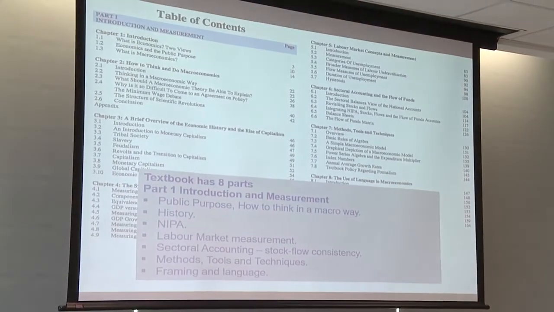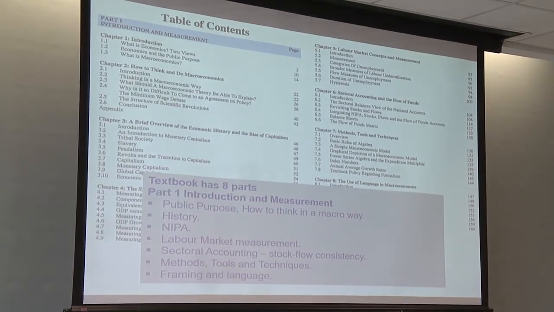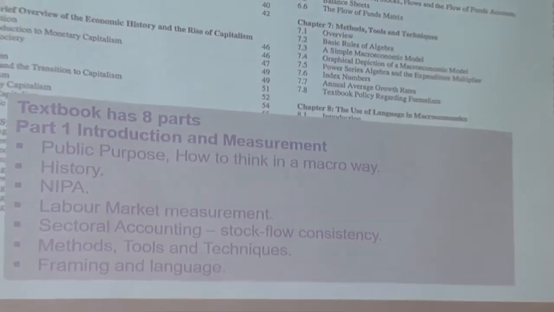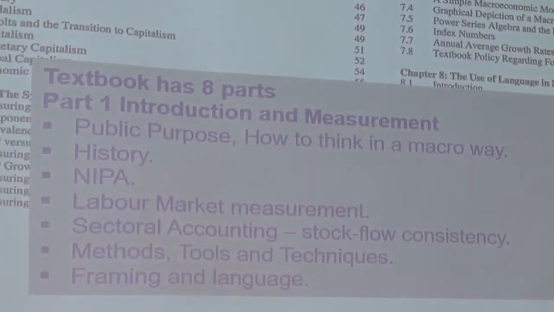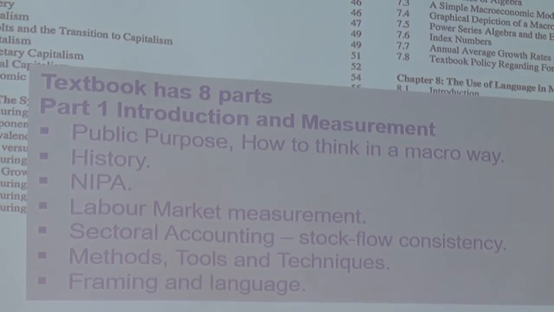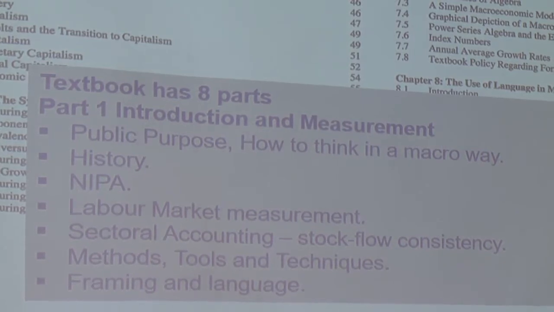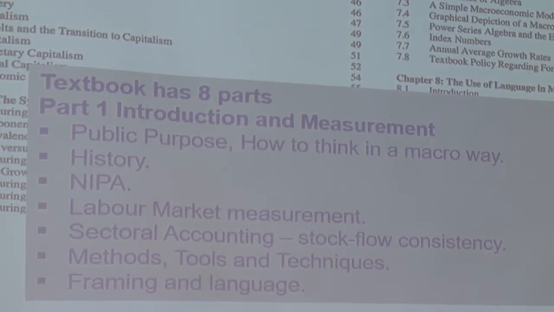This is too complicated to go through, of course. I just want to give you a flavour. It's in 8 parts. The first part is about introduction and measurement, history, NEPA, labour market measuring, sectoral accounting, stocks and flows. So you immediately see something very different there in an undergraduate textbook. Methods, tools. So we're giving students algebraic skills, mathematical skills, modelling skills. And the very important part of that first part is framing and language. We teach students about metaphors, about use of language, about how to frame discussions and what that means to the way people learn and understand things. And you won't see that in an undergraduate macro textbook.